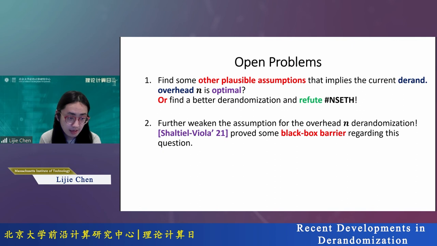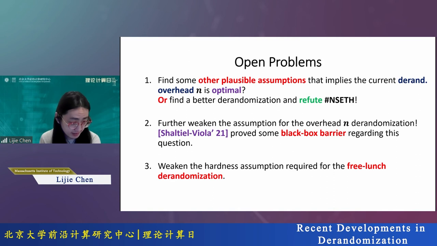And also, can we further weaken the assumption for the overhead-n derandomization? So now we need to assume one-way functions, which is usually not the ideal assumption in derandomization. And that paper, it's actually a 2022 paper by Chen, Tell and Viola, they provide some black-box barrier regarding this question. But maybe we can do something non-black-box or something very fancy, I don't know. Finally, can we weaken the highest assumption required for the three-round derandomization?